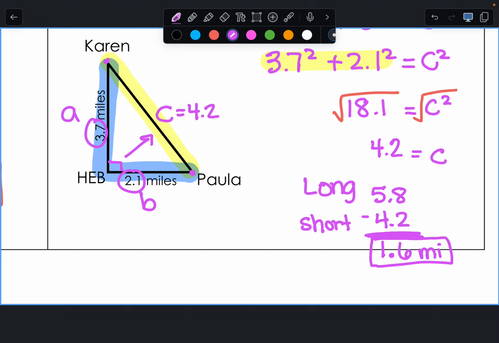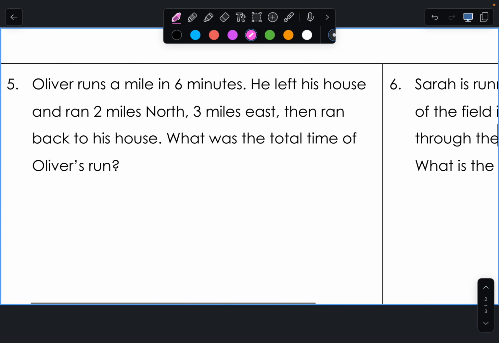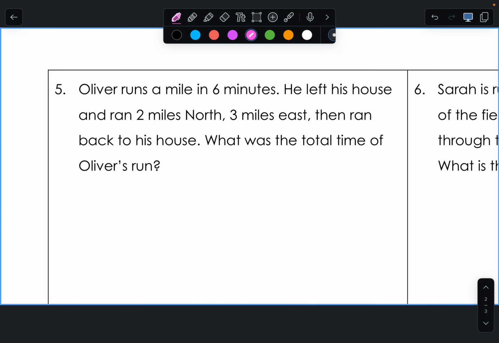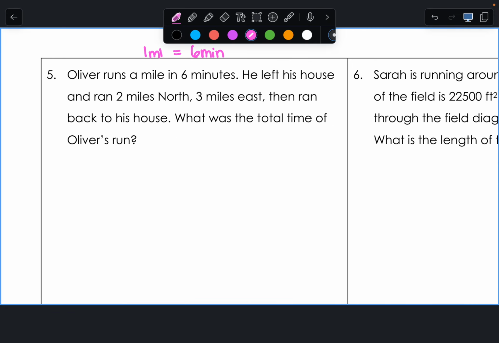So that one has a little bit extra work, okay? Flip it over. Oliver's going on a run. I'll help you once we're done, okay? Oliver's going on a run. But it says 1 mile is equal to 6 minutes. So that's something that you need to keep in mind for whenever you get to the very end of the problem. It says he left his house and he ran north.